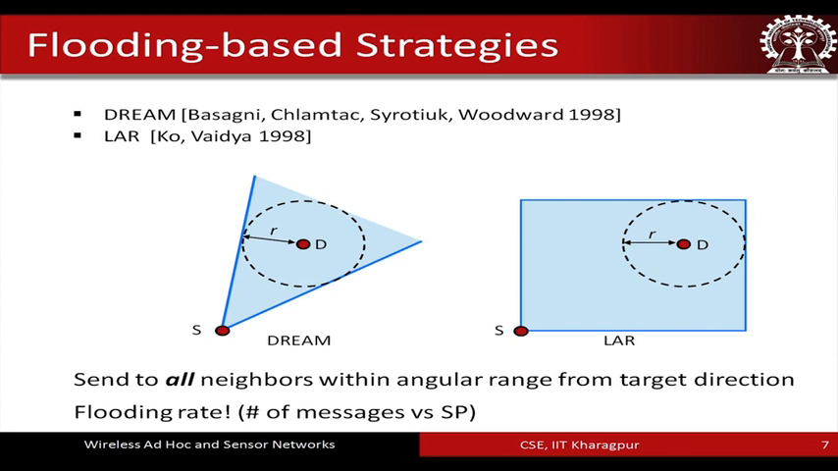The other approach is also quite similar, but geometrically it looks a little bit different. You have the source node, you have the intended destination node, around the intended destination node you have the range, and a rectangle could be formed in this particular manner. As per this algorithm, LAR, the source node would flood the packet to all nodes in this particular rectangular region.